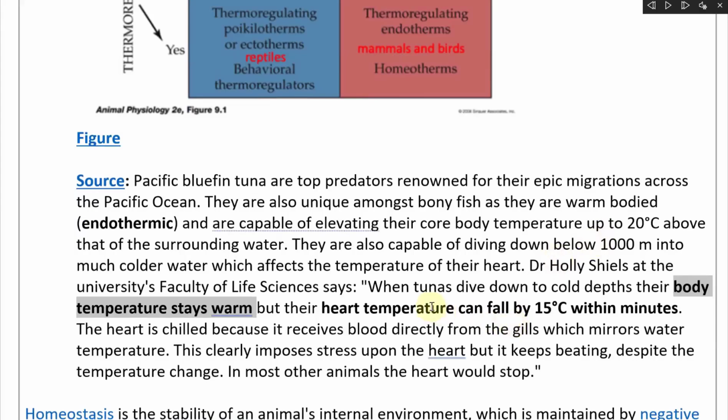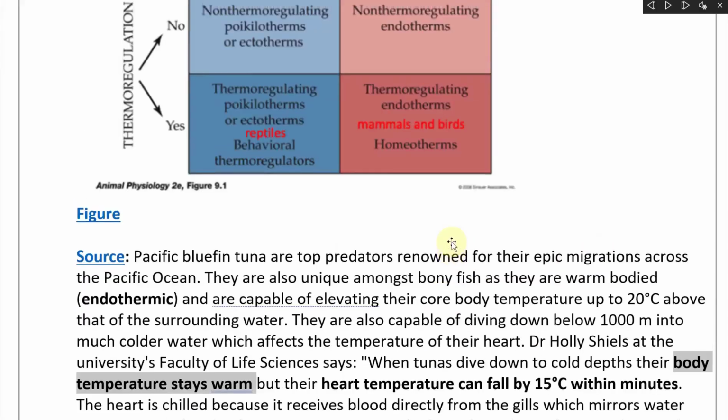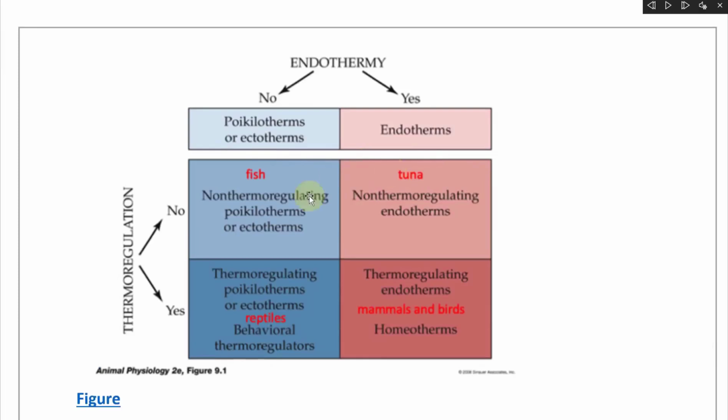So you're changing in minutes, super cold, 15 degrees below, and within minutes you're fine. So that is a unique animal there, the fish. So continue further. Thermoregulating endotherms want to maintain the same temperature. That's mammals and birds. I don't know why they're using red color here. And those are called homeotherms.